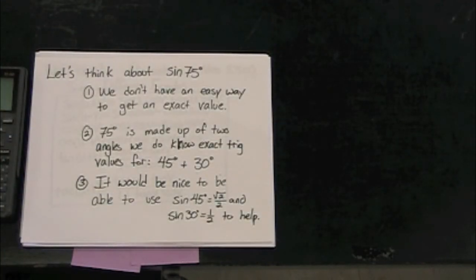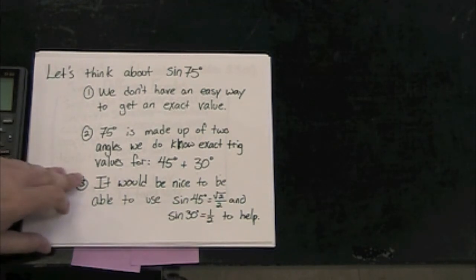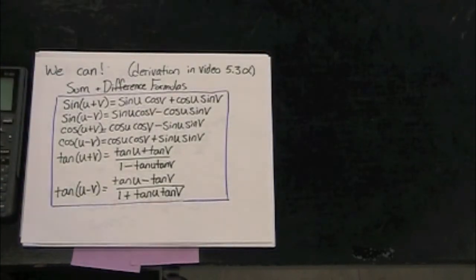Let's think about sine 75 for a minute. We don't have an easy way to get an exact value. We can get the approximation using a calculator pretty easily, but there's no way to determine exactly what that's equal to. We also know that 75 degrees is made up of two angles that we do know. 45 degrees plus 30 degrees equals 75. We know both 45 and 30. It would be wonderful to use the knowledge that sine of 45 degrees equals the square root of 2/2, and sine of 30 degrees equals 1/2 to help us figure out what the sine of 75 degrees is. The good news is that we can.